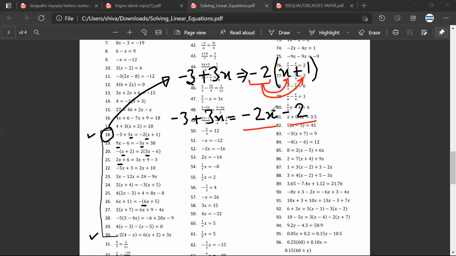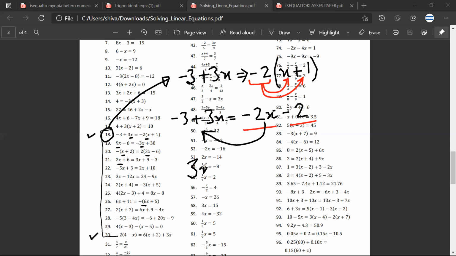Shabash. Basically, after this, what you need is, you need to bring x's on one side and the numbers on the other side. That is all that you want to do. You can bring x's on the left hand side also, you can bring x's on the right hand side also. That is not an issue. That is absolutely not an issue. So what I am doing is, I am going to bring this minus 2x on the left hand side.